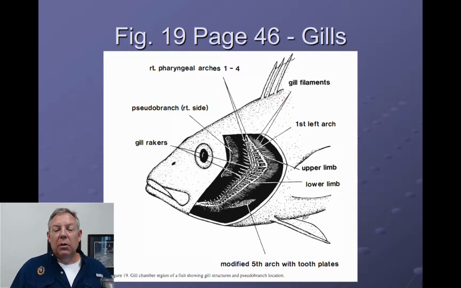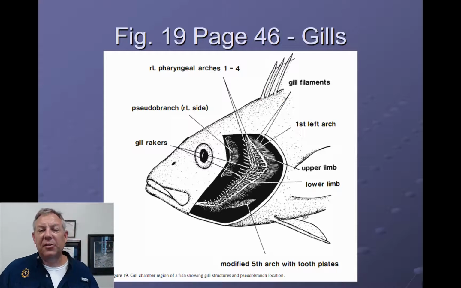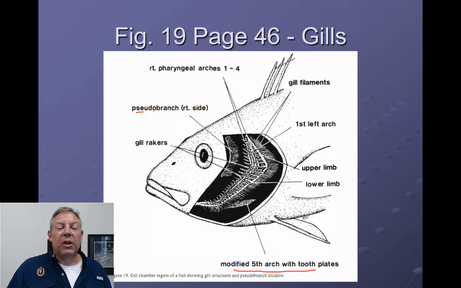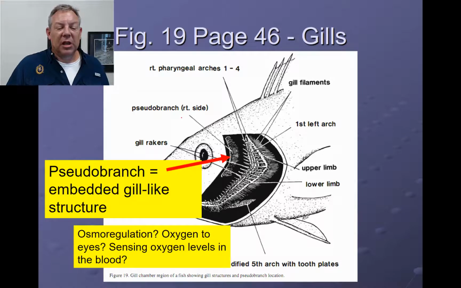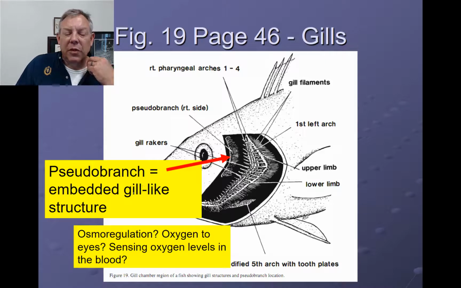Here's another diagram showing the location of the gills and the gill arches. You've got four or five on either side. Sometimes that fifth arch is modified to form pharyngeal teeth, and we'll talk about those in a second. They're also showing something that not all fish have, but some fish have, a pseudobranch. A pseudobranch is kind of like an embedded gill-like structure. It's from a different origin within the embryonic fish. It's not a true gill, but it does function somewhat like a gill, and it's got structure and blood like a gill. So what are these used for?